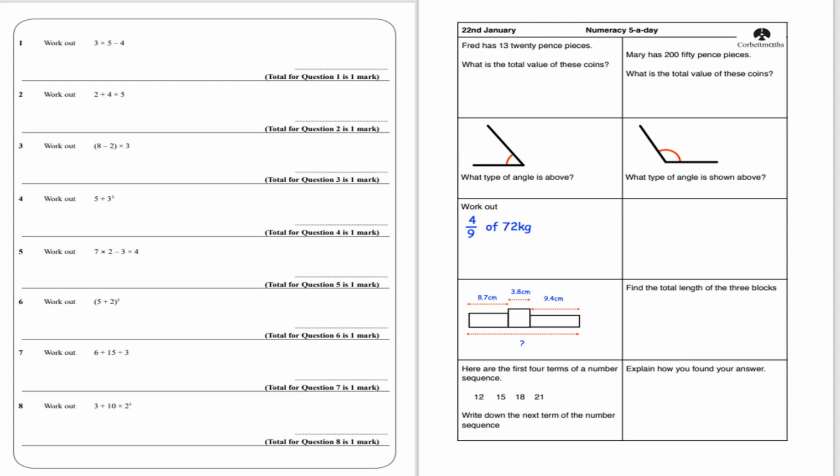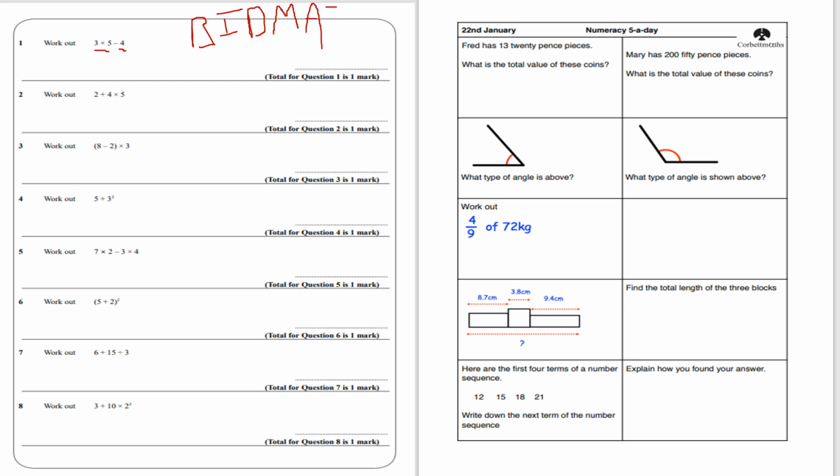So this is question number 1, guys, on BIDMAS. Work out 3 times 5 minus 4. So BIDMAS states that I've got my brackets first, okay, then I've got my index or indices, we say, then we got division, then we got multiplication, then we got addition, and then we got subtraction.